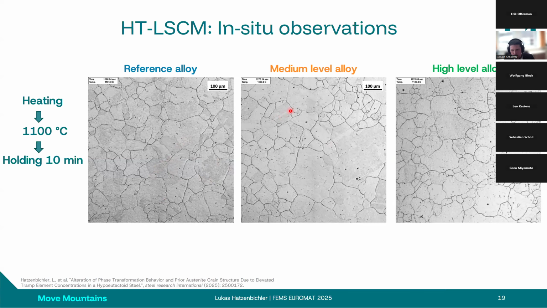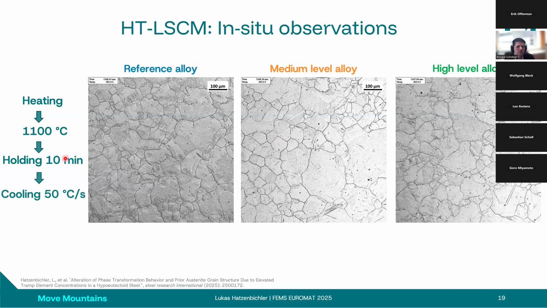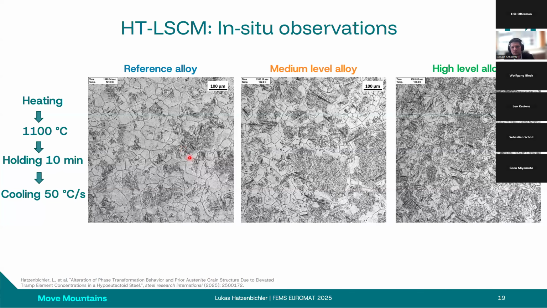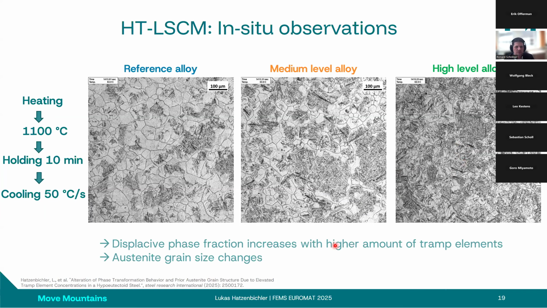Here, for example, the austenitic phase field. And now we're already cooling down, and you can see now suddenly the transformation to displacive phases. Let's call it simply martensite bainite. Of course, it's hard or not possible to distinguish whether it is bainite or martensite. But what you can see already here, with increasing tramp element contents, you do get a higher share of displacive phases.